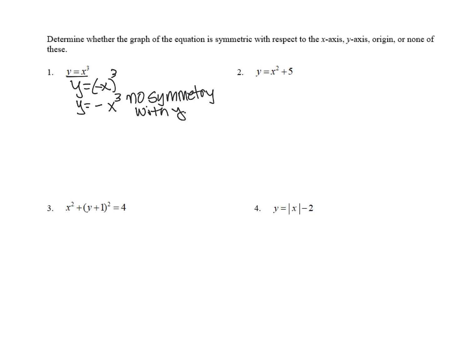So what about symmetry with the x-axis? Well, that means I'm going to plug in negative y into my formula, and then I'll simplify. To simplify, we would divide by negative 1. So y equals negative x to the third. And again, those are not the same equation, so we do not have symmetry with the x-axis.